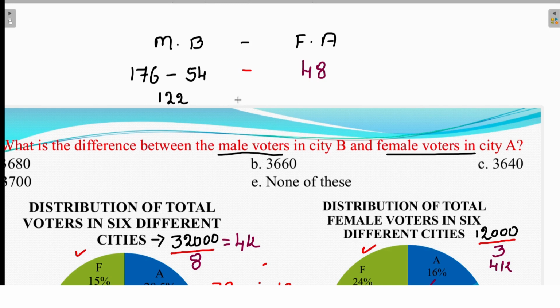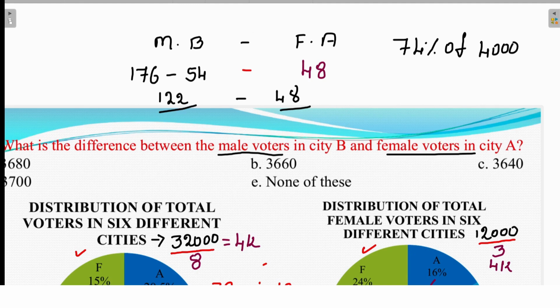It will be 122 minus 48. So 122 males are there, 48 females are there. Then 122 minus 48 will be 74 percentage. Total, the difference between male voters in B and female voters in A is 74 percentage of the original number. In this question, in both diagrams the original number will be 4,000, so 74 percentage of 4,000.